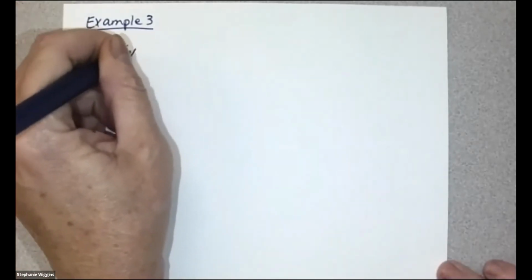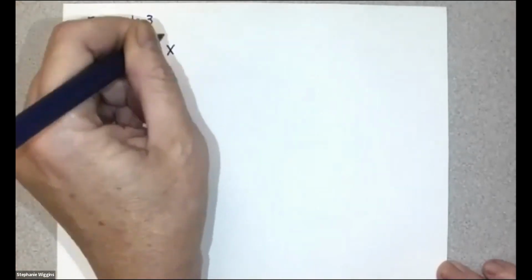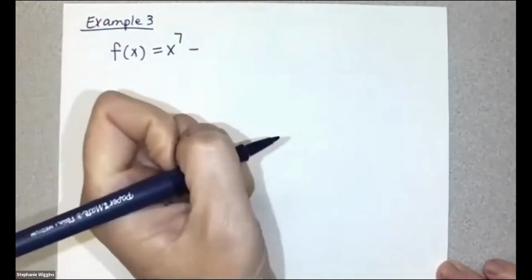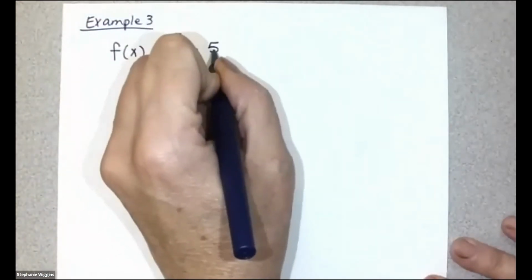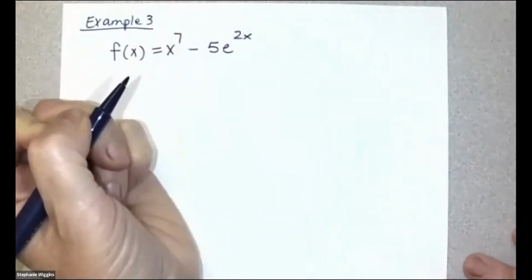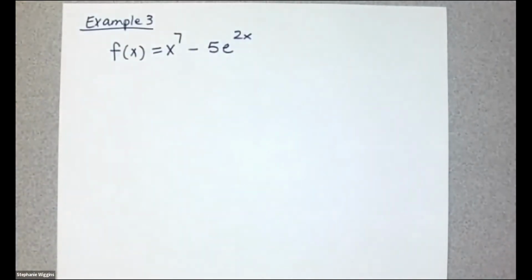Let's suppose we have a function x to the 7 minus 5e to the 2x. I like this problem because it gives me an opportunity to point out something to students that's very important, that is often overlooked.